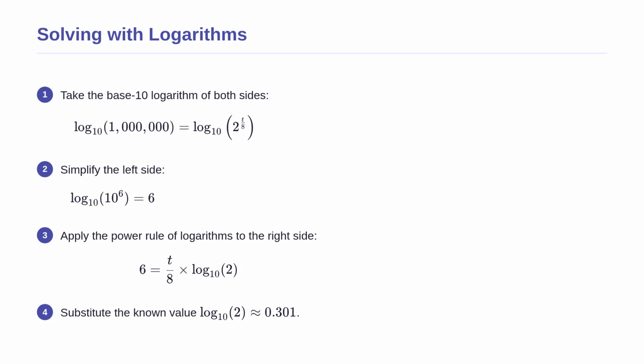To isolate a variable trapped in an exponent, we must take the logarithm of both sides. Using the base 10 logarithm is highly convenient here. On the left side, the logarithm of 1 million is simply 6, because 10 raised to the power of 6 is 1 million. On the right side, we apply the power rule of logarithms, which allows us to pull the entire fraction containing our time variable out to the front as a multiplier. We also know that the base 10 logarithm of 2 is approximately 0.301. We have now transformed an exponential problem into a simple linear equation.